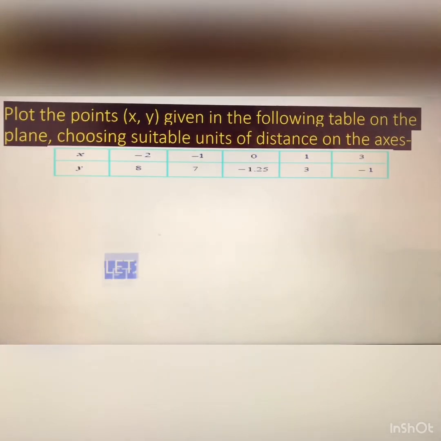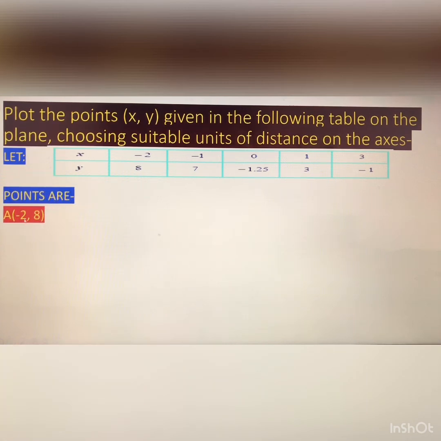So dear, once again let us see an example in tabular form. This is x, that is -2, -1, 0, 1 and 3, and y is 8, 7, -1.25, 3, -1. You will write these coordinates in this form. So points are: first one (-2, 8), and second one (-1, 7), this is point B, and (0, -1.25), this is point C, and next one (1, 3), this is point D, and last one is (3, -1).